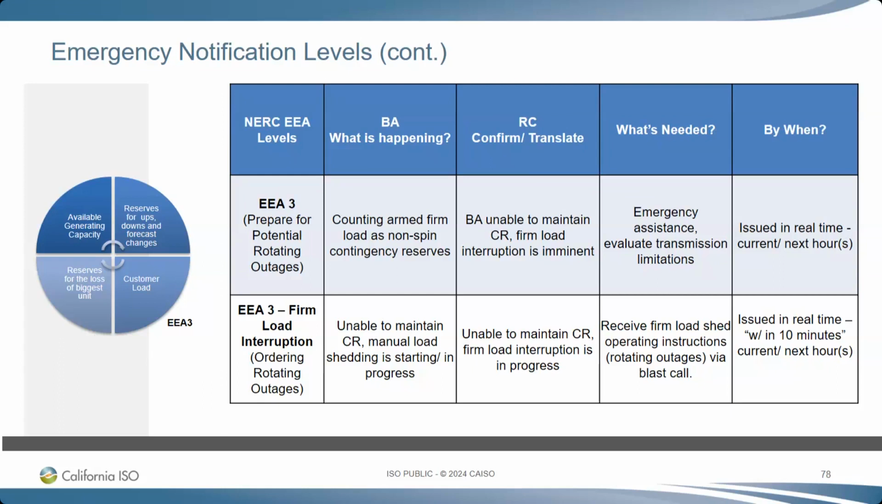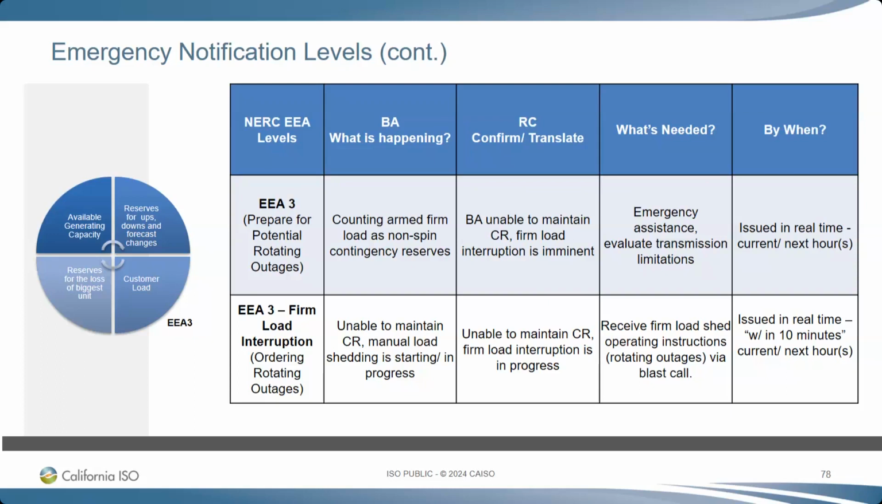The EEA3 from a BA standpoint, if we're not able to maintain that, then we might need to go to manual load shedding. We might have to start that process. From an RC standpoint, the BA is unable to maintain, and we've got the firm load interruption is imminent, and the process that goes into the firm load shed or interruption process. In both of these, we're looking for emergency assistance.